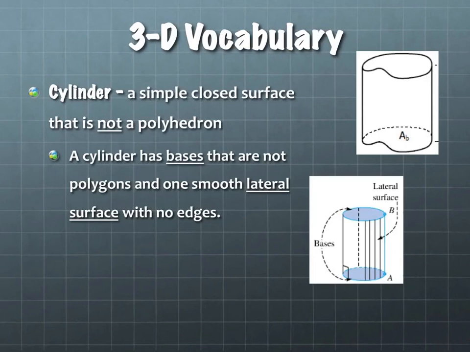Cylinders and cones. So a cylinder is a simple closed surface that is not a polyhedron. A cylinder has bases that are not polygons and a lateral surface with no edges. It's smooth. What objects in your real life are cylinders? Give me an example. Water bottle.